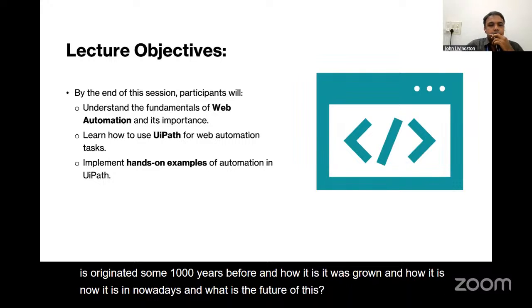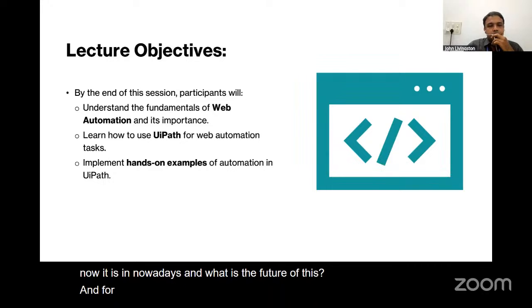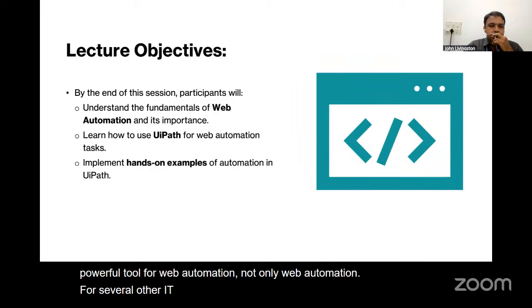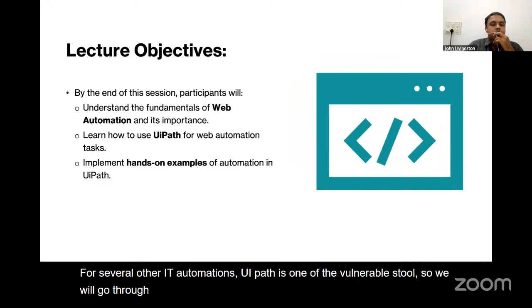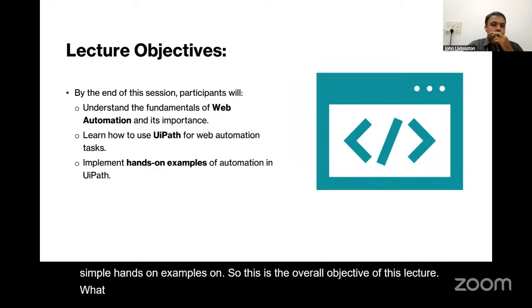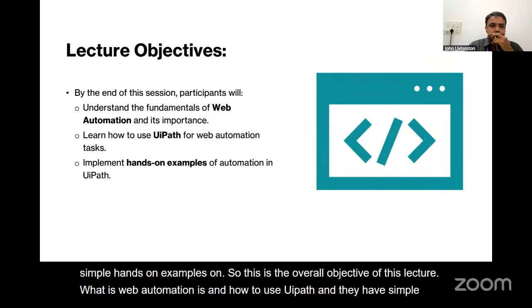And for web automation, there is a tool called UiPath. UiPath is a very powerful tool for web automation, and not only web automation. For several other IT automations, UiPath is one of the wonderful tools. So we will go through what UiPath is, how to install it, how to work on it, and also simple hands-on examples. This is the overall objective of this lecture: what web automation is, how to use UiPath, and a very simple hands-on experience.